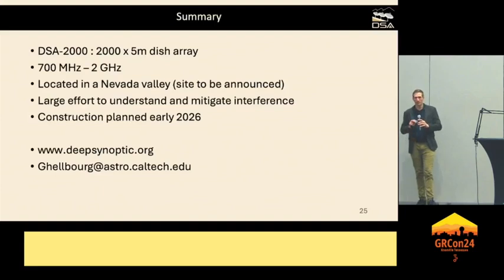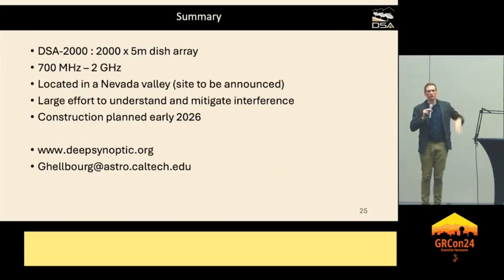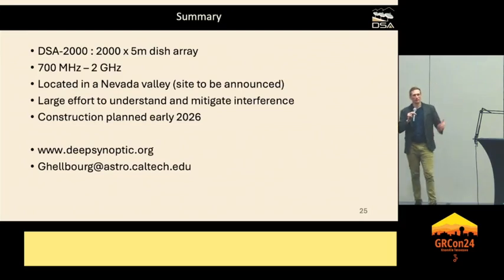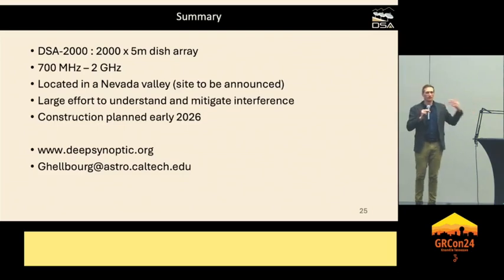This is my summary slide because my time is up. But yes, the summary is we're working on DSA-2000. There's a website there, and also my email address if you're interested in talking more about this. We're covering 700 megahertz to 2 gigahertz. We're going to be in Nevada, site to be announced hopefully soon, hopefully early next year.